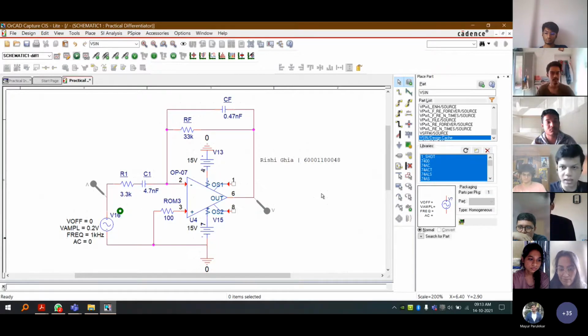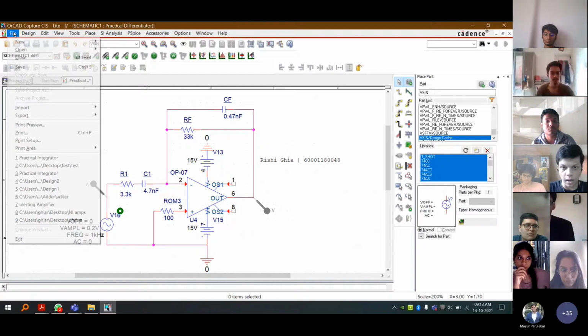Okay, so what is happening is that while I am running the simulation on diff1, it seems to be running the simulation on some other schematic of mine, which has happened in the past with Orcad. It can cause a little bit of an issue. So what I'm going to do just to be safe is create a new project. I'm going to name it Differentiator.